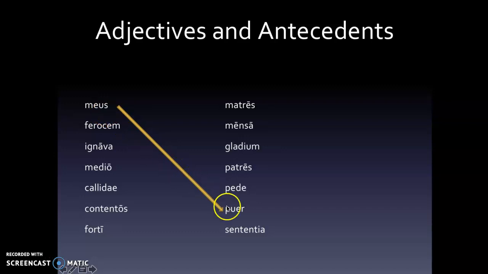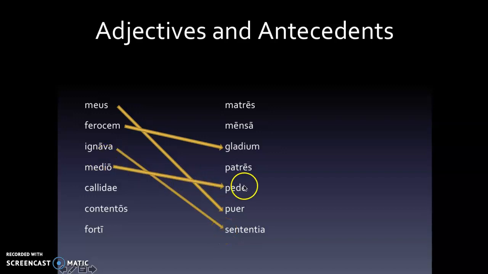All right, so meus puer, both nominative, masculine, singular, though they look different. Ferocem gladium, again, accusative, singular, masculine. They look different, but they are the same in case, number, and gender. Ignava sententia, medio pede.